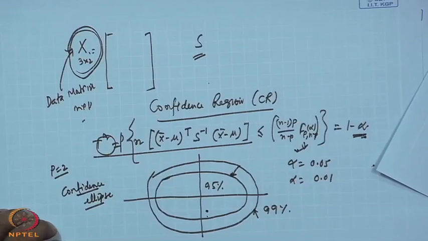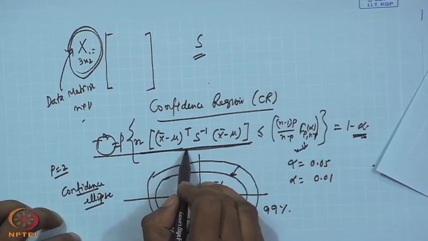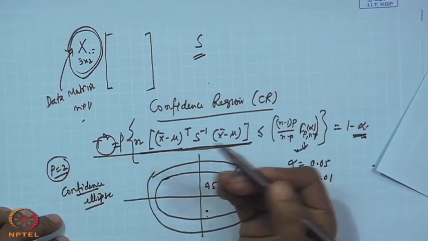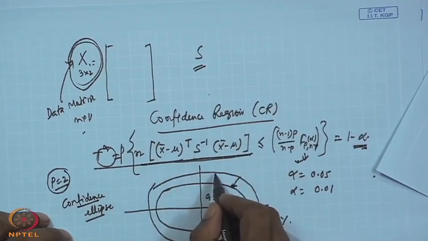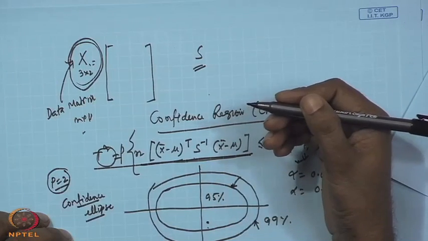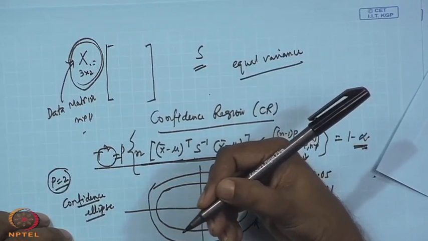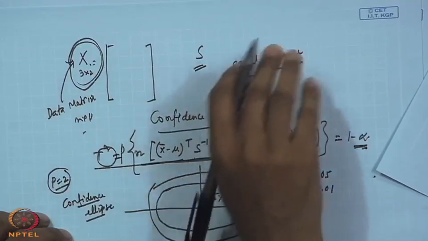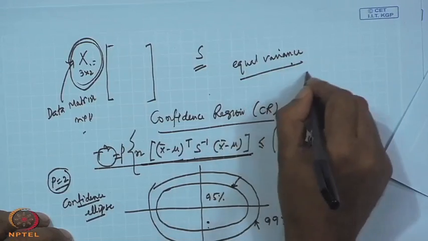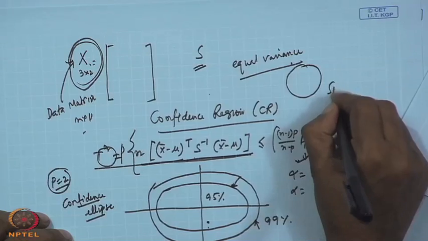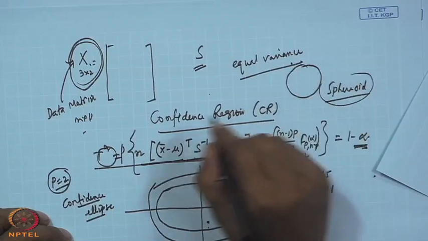Where is this ellipse coming from? You have already seen that this quantity is the equation of an ellipse when p equals 2, and when p is more than 2 it will be the equation of an ellipsoid. What will the equation be when all the variables have equal variance? It will be a circle, and for p dimensional case it will be a sphere. If all the variables have equal variance, ultimately you get a circle in 2 dimensions and a sphere, or spheroid, in the higher dimensional case.